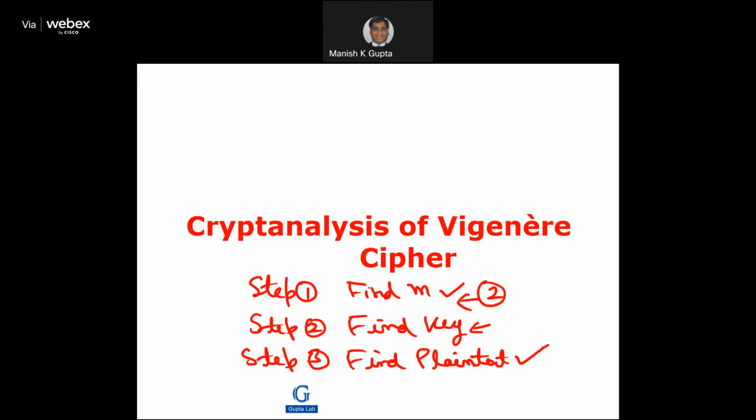Any idea how do we find m? If you look at the Vigenere cipher, m is the size of the block, so the key length is m. Basically it takes m bits and does the operation, then another m bits and does the operation. So if you look at the cipher text, there should be some sort of pattern we can observe, and that observation is useful. Kasiski gave that idea, which I'm going to write here.